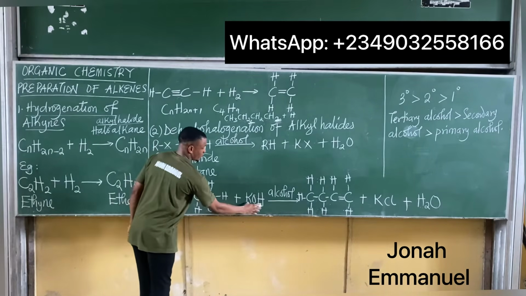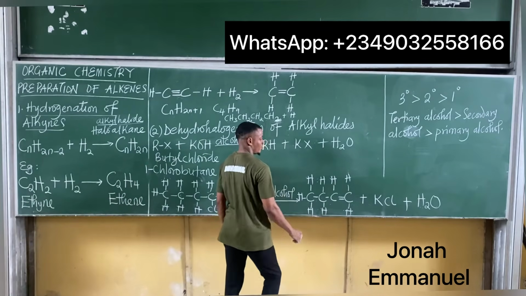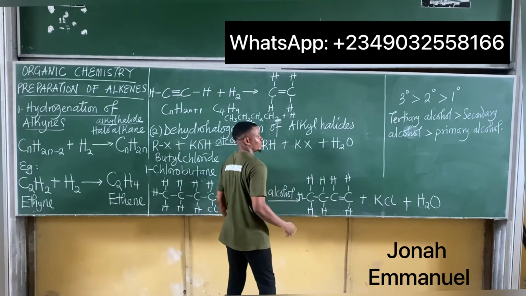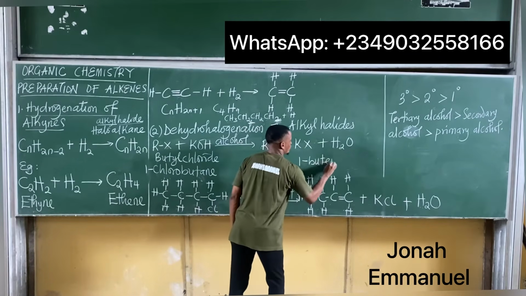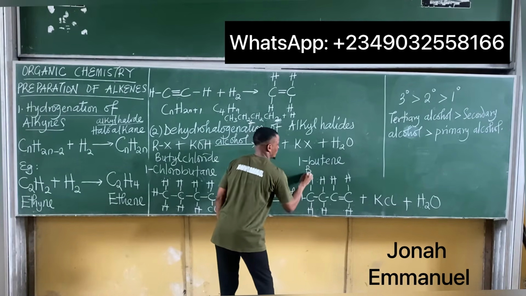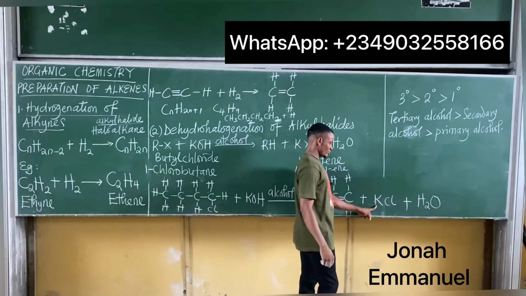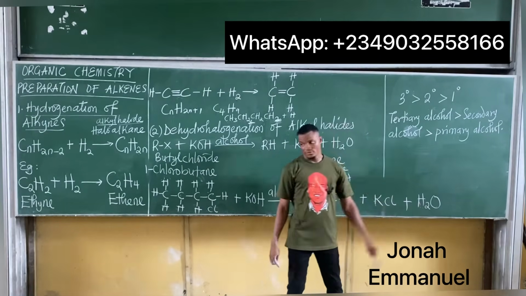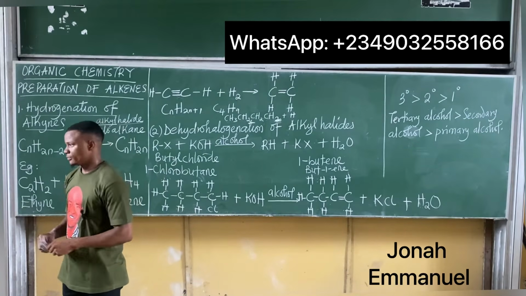What do you have here? Potassium hydroxide. What do you have here? Don't tell me butane. What do you have here? But-1-ene. What do you have here? This one here. So please just be observant. That's all.